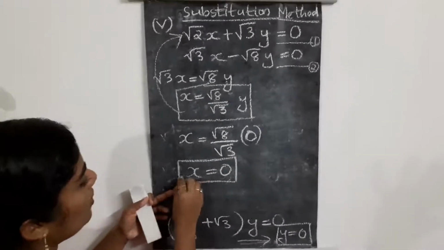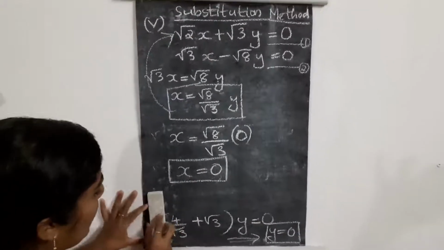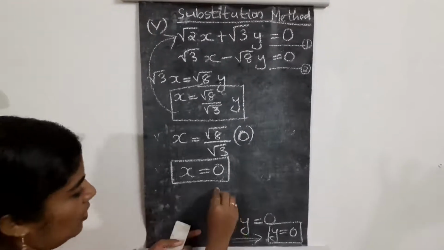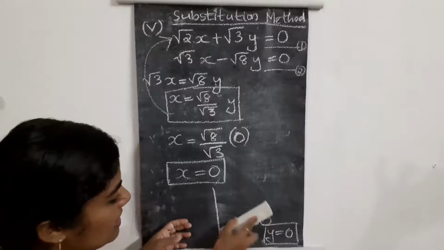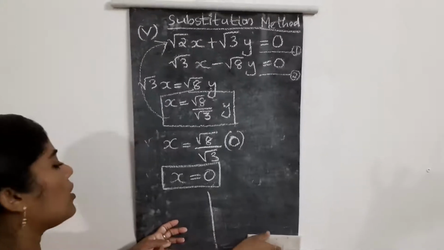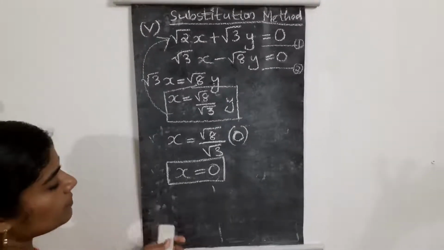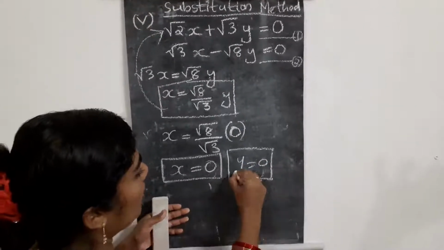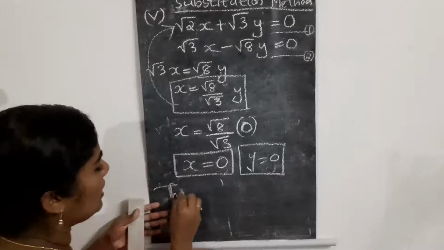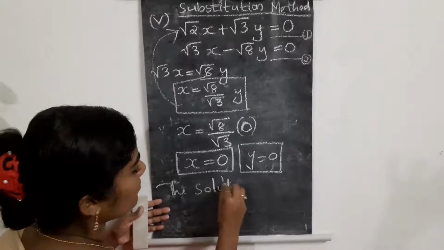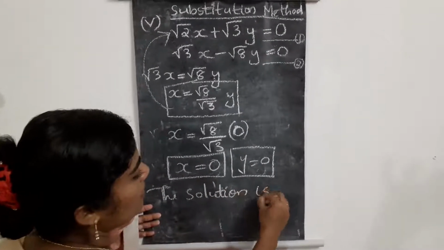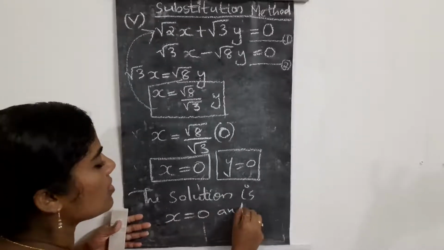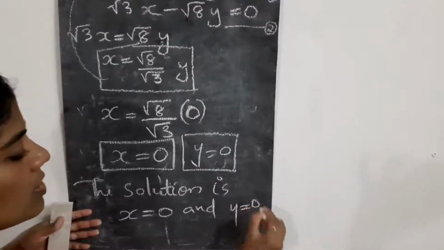So you got the value of y as 0 and the value of x as 0. Here your value of x is 0 and y is 0. Now you can conclude y equal to 0, x equal to 0. So the solution is x equal to 0 and y equal to 0.